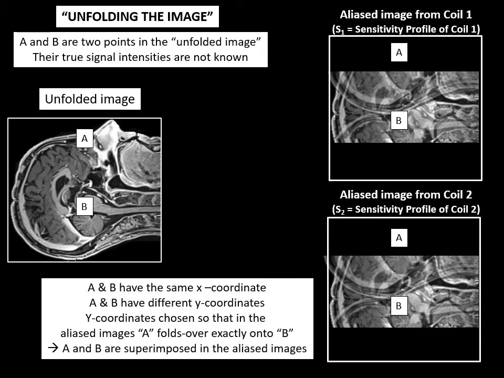These 2 points A and B are chosen so that they have the same X coordinate, but they have different Y coordinates. And their Y coordinate has been chosen so that in the aliased images, A will fold over exactly onto B. So A and B will be superimposed in the aliased images.